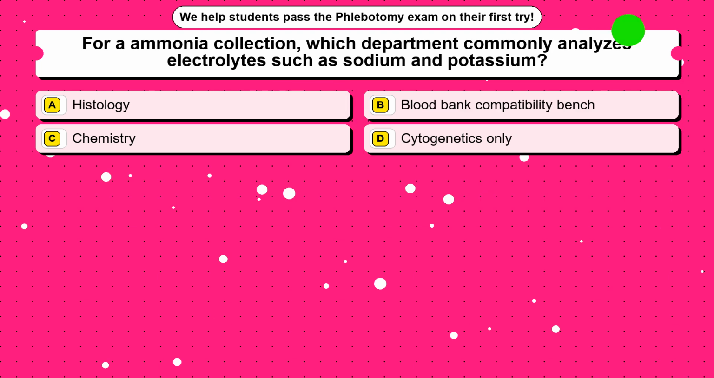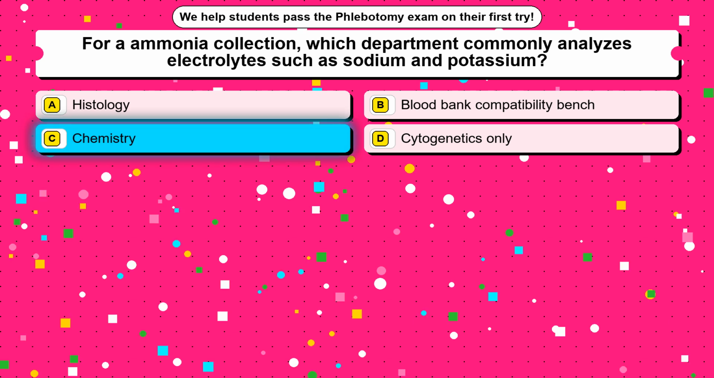Question 74. For an ammonia collection, which department commonly analyzes electrolytes such as sodium and potassium? Option A, histology. Option B, blood bank compatibility bench. Option C, chemistry. Option D, cytogenetics only. The correct answer is option C.